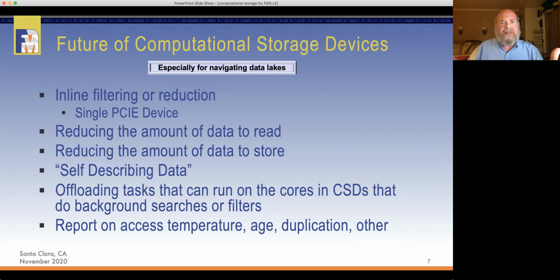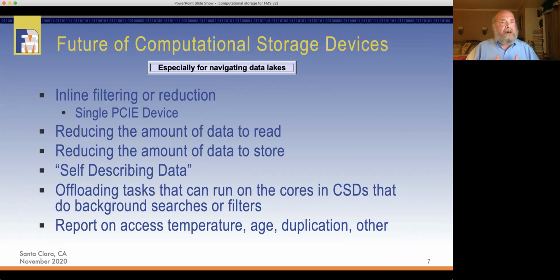And so inline of that region, a simple search and filtering is done, and data is only given back that meets the characteristics. So that would be an example of inline filtering or reducing of data.